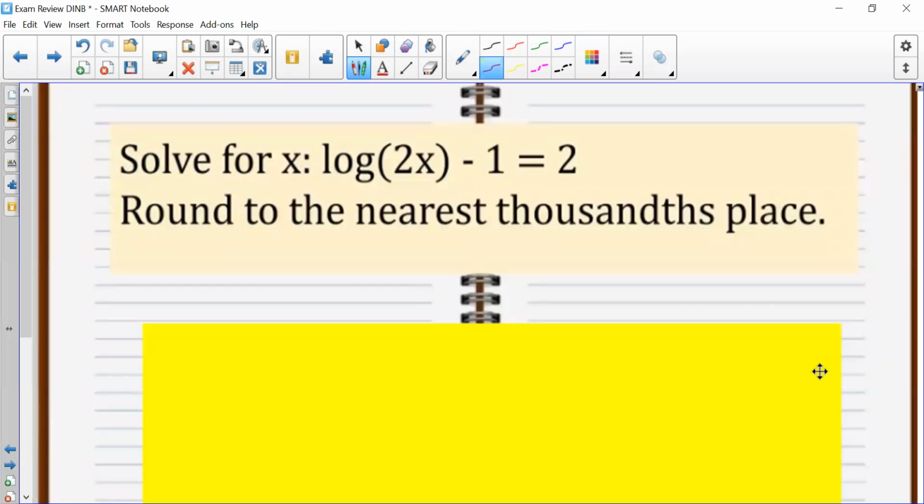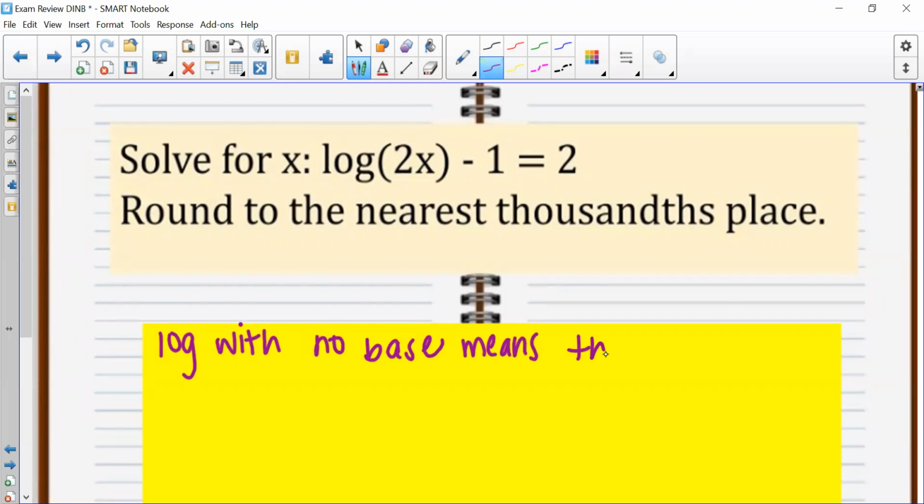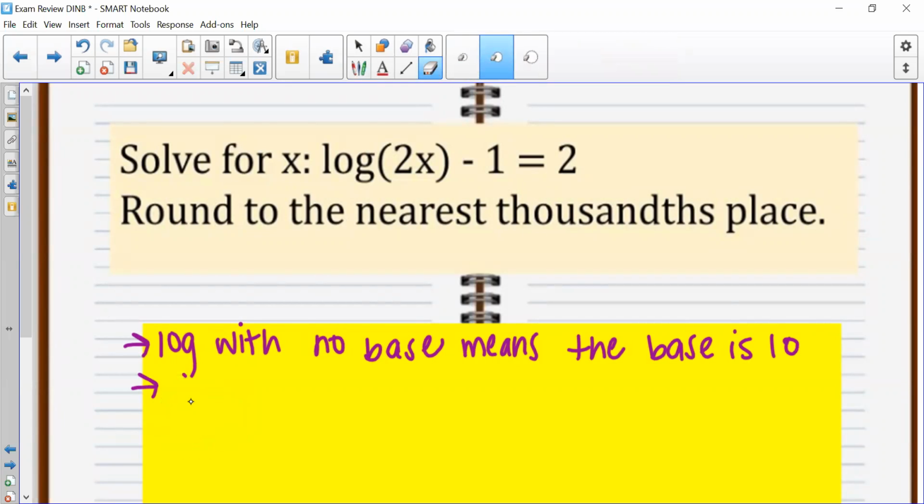All right, next one, solve for x. Log, there's no base here. So if we have a log, this is the note I want you to put on this one, a log with no base means the base is 10. Okay. And in case you see this, a log, it's actually just right, a natural log, remember ln we saw sometimes?